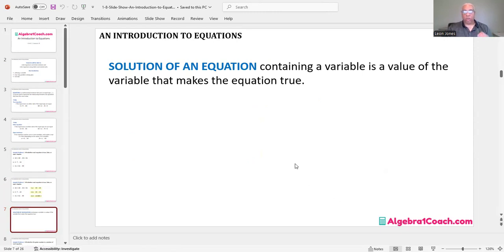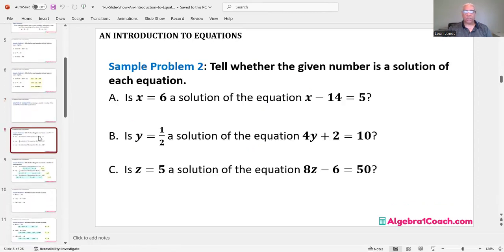Now, the solution of an equation containing a variable is a value of the variable that makes the equation true. So you have to have a solution. Example, tell whether the given number is a solution of the equation. Is x equals 6 a solution of the equation? Well, if you plug 6 in, 6 minus 14 is not 5. 6 minus 14 is minus 8. So that is not a true answer.